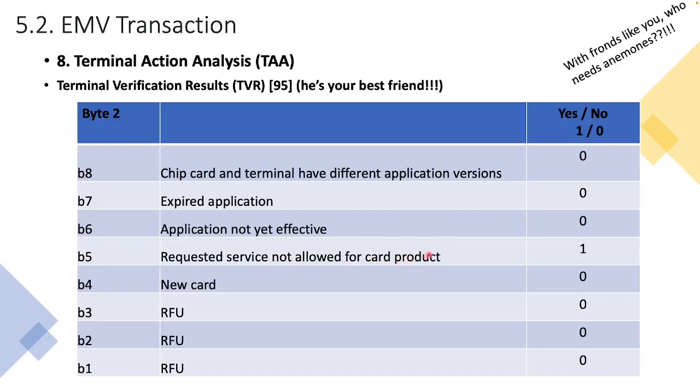Requested service not allowed for card product. This refers to tag 9F07, application usage control. So is there something in application usage control that is either supported or not, that is present in this transaction that we need to make a note of? Okay, and what do we do in the case where we've got a new card?